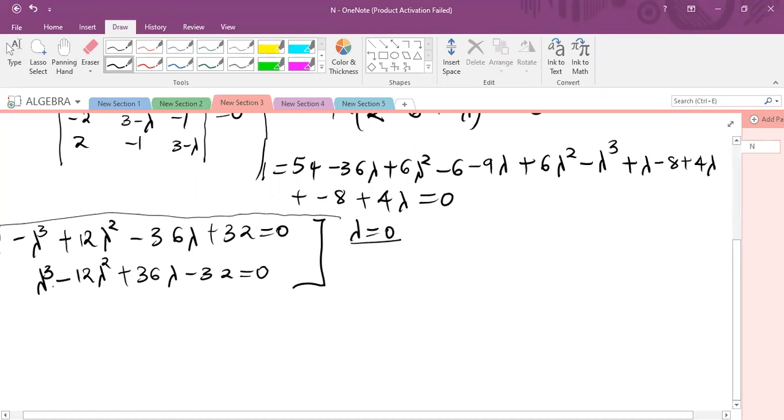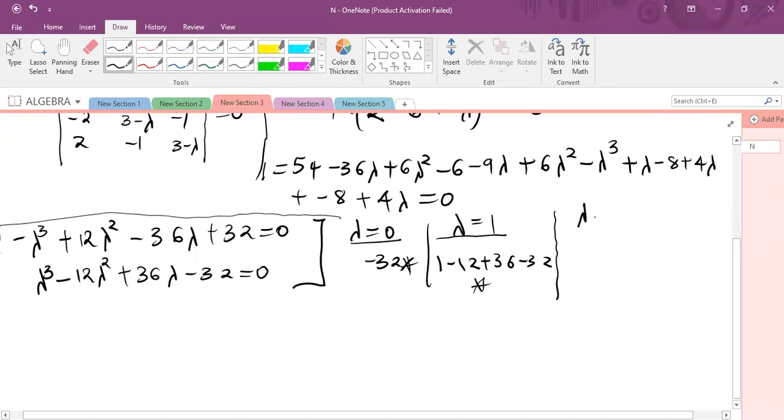So let's take lambda is equal to 0. For lambda is equal to 0, if we replace here, we'll have 0, 0, 0. We will have minus 32. So this does not satisfy. Let's take lambda is equal to 1. For lambda is equal to 1, we will have, let's write that down, 1 minus 12 plus 36 minus 32. And what does this give? 1 minus 12, that is... Okay, 36 minus 32, that will give 4. So 4 plus 1, 5, 5 minus 12, that will obviously not give a 0.